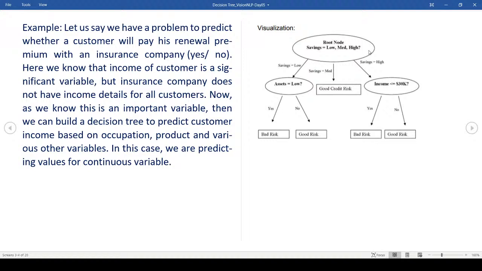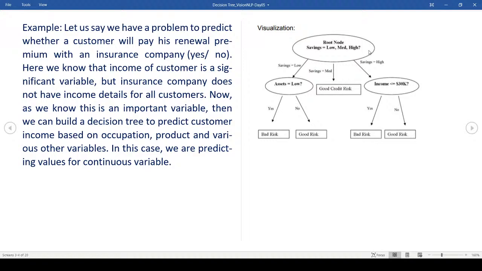So here we know that the income of the customer is a significant variable, because that is what we have to predict. That is what we have to identify, which is our target. But the insurance company doesn't have the income detail for all customers, right? So in this scenario, we can build a decision tree model to predict customer income based on external factors which affect his income, like maybe occupation, maybe a product, or various other variables. It can be anything, like his age, his location, his credit score, and whether he's single or married, something like that.